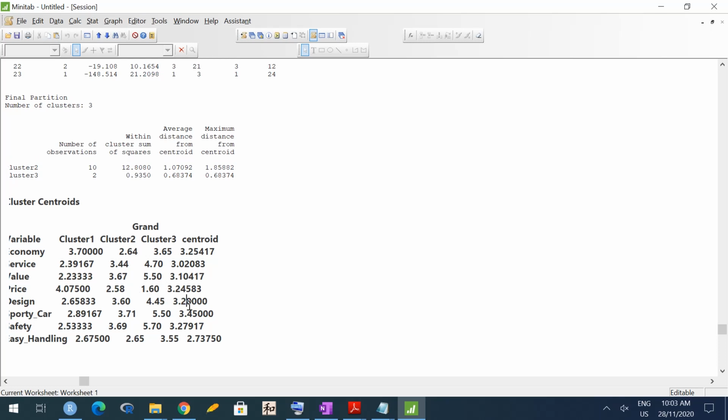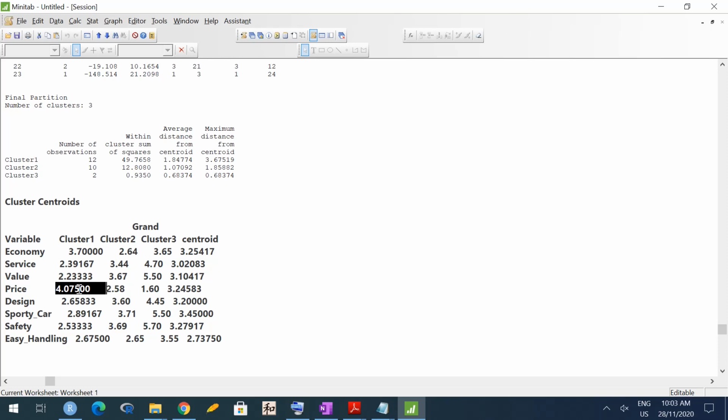Okay, design wise, again design wise cluster 1 is the only one doing better than average. These two are doing worse than average. So there are many parameters in which cluster 1 is doing better than average except for price. So we can say that cluster 1 consists of expensive cars which are otherwise good.